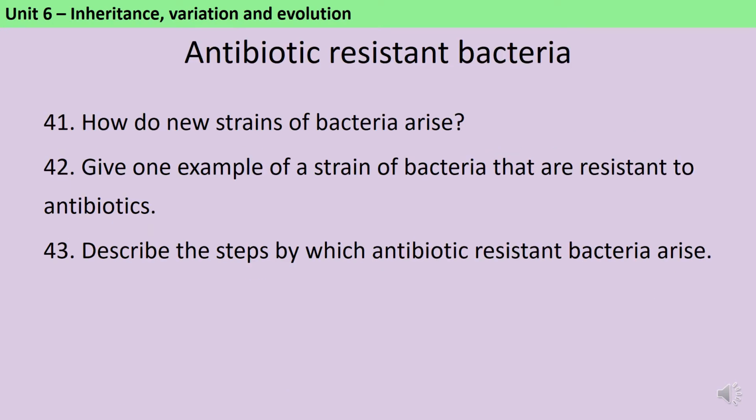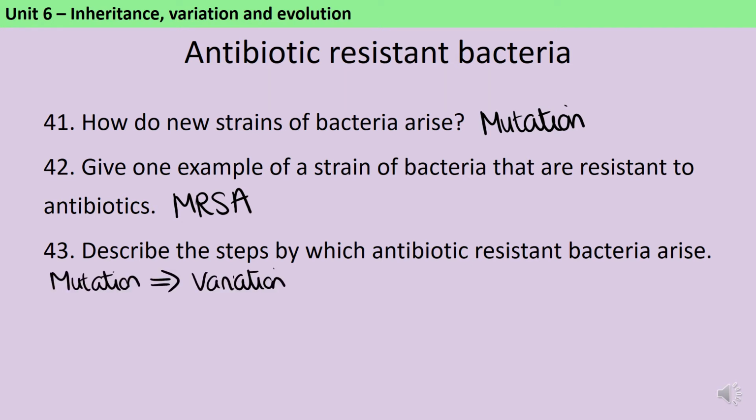New strains of bacteria arise as a result of mutation. One example of antibiotic-resistant bacteria are MRSA. Bacteria such as these may become widespread when, firstly, there's mutation. This leads to variation in the population. In other words, there are some bacteria that are better at resisting an antibiotic than the general population.